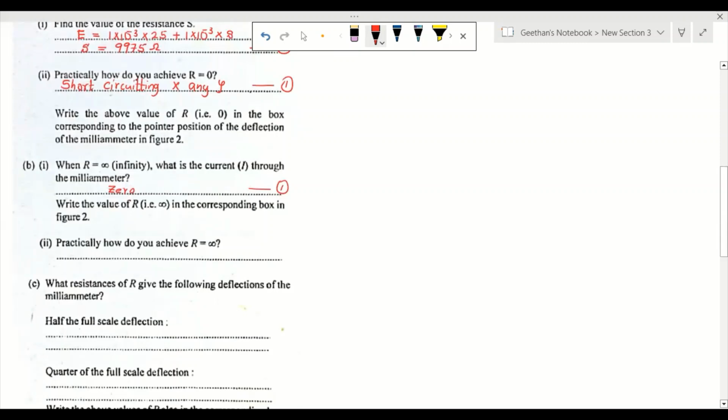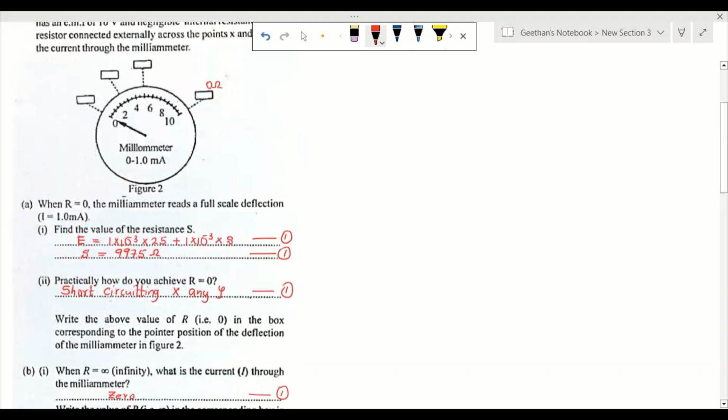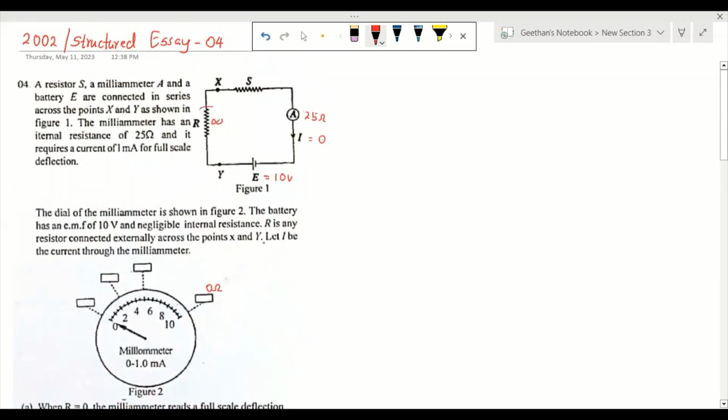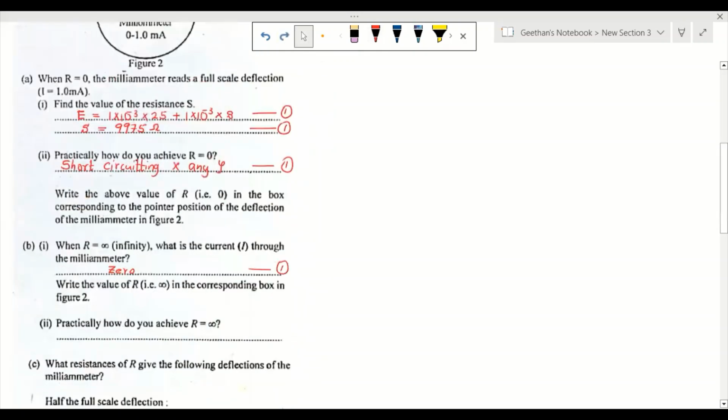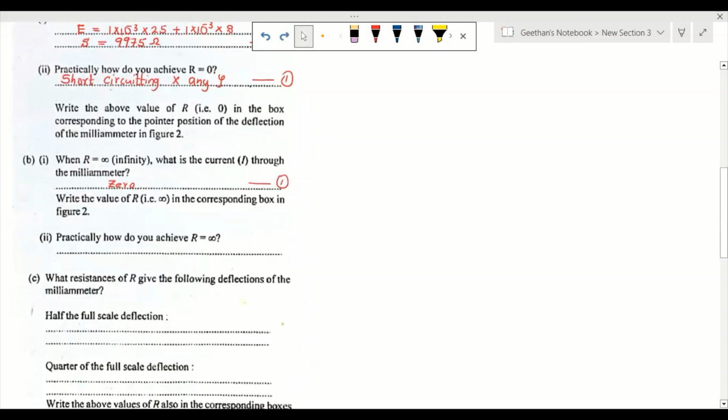Practically, how do you achieve R equals infinite? How do you achieve practically that R is now equal to infinity? You just have to disconnect X and Y. When you disconnect X and Y, the resistance is infinite and there's no current. So you can say we are going to disconnect X and Y, or you can also say open circuit, keeping it without connecting. For that you get another 1 mark.